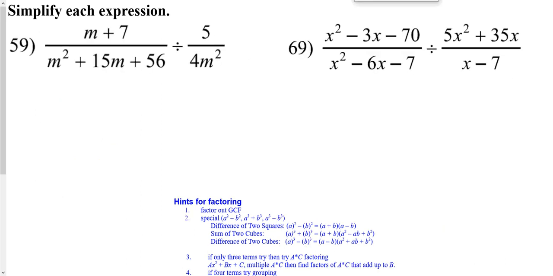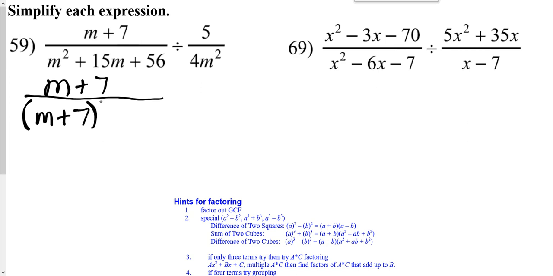So we're going to just go ahead and continue that. So the first thing you have to do is to factor and then multiply by the reciprocal of the second fraction. So our first numerator does not factor. The second one, there's no greatest common factor. There's 3 terms, so you can do AC factoring.